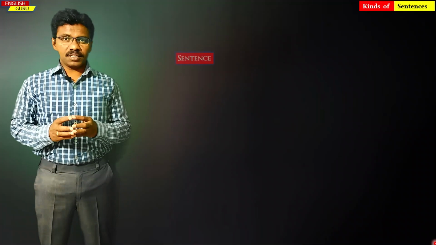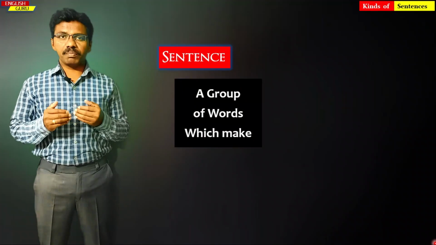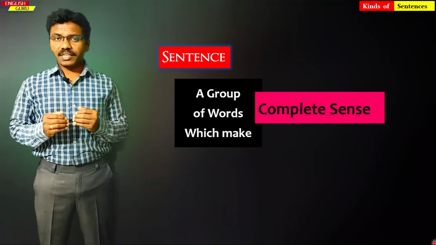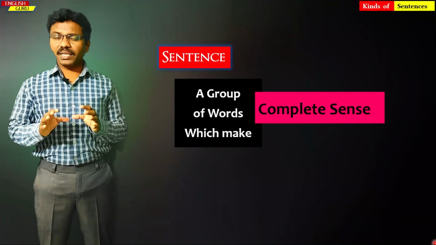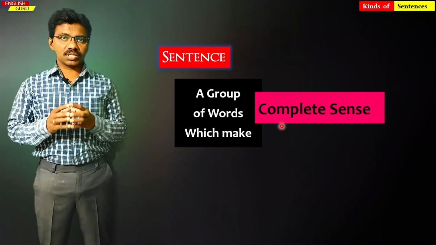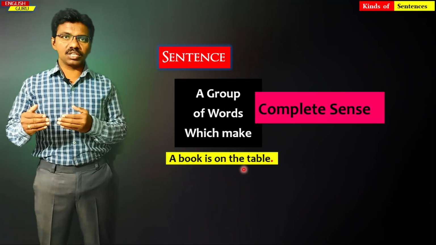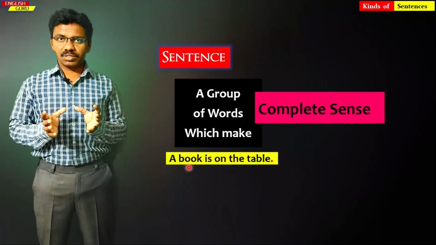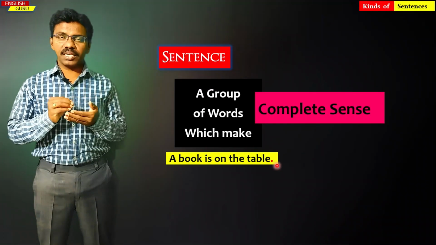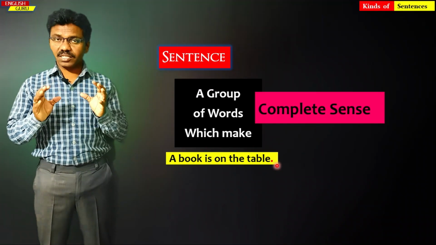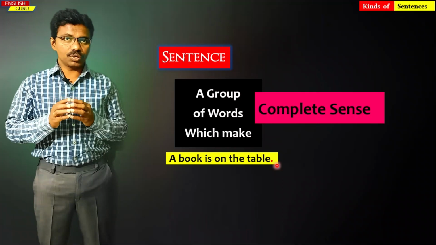Welcome back. What is a sentence? A sentence is a group of words which make complete sense, that is, which gives a complete meaning. So that is called a sentence in the English language. For example, a book is on the table. It has a group of words and it is giving the complete meaning, complete sense, whatever is conveyed. So it is a sentence.